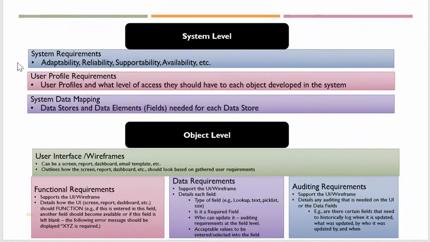So to break our funnel down into even more detail, when we get into Sprint 1 and Sprint 2, you're going to be asked to do a couple different things. Within Sprint 1, you're going to be asked to develop system-level requirements. System-level requirements are requirements for the system overall. So the adaptability of the system, the reliability of the system, the supportability, the availability, does it need to be available 24/7, how much downtime is there of the system, etc.